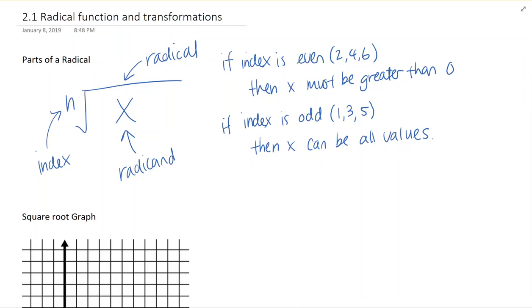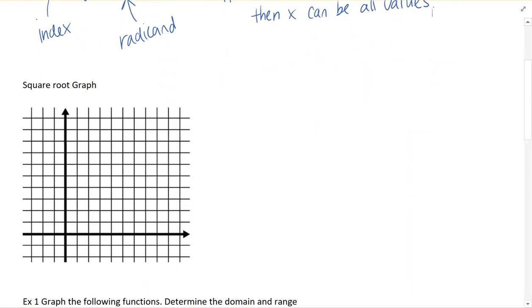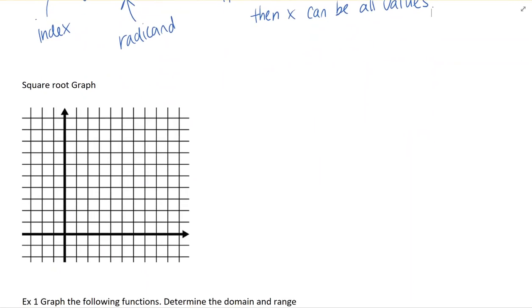Even though this chapter is about radical functions, which can have many different indexes, we are going to spend most of our time looking at the square root graph. So let's take a look at what that base graph will look like. The square root graph means we're talking about y equals root x. That's our base graph. I'm going to just write that down. This is our base.